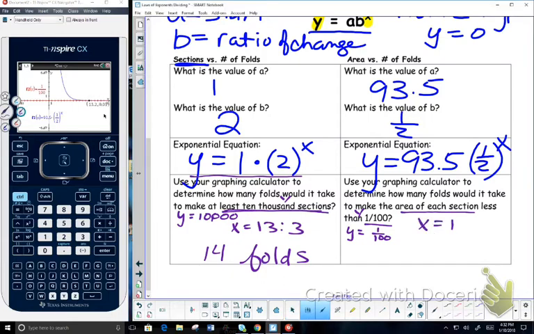So the answer is 13.2, however, that doesn't really answer the question because, once again, I can't have part of a fold. So this is where you have to be careful. Make the area of each section less than 1/100. Well, keep in mind, the more folds we have, the smaller it gets. I would have to fold it completely, more than that to get it smaller, right? So in this scenario, I'm going to need 14 folds, because when I get exactly to the 14th fold, my number will be smaller than 1/100th, because you'll remember these are cutting in half. So it would actually be 1/200, okay?